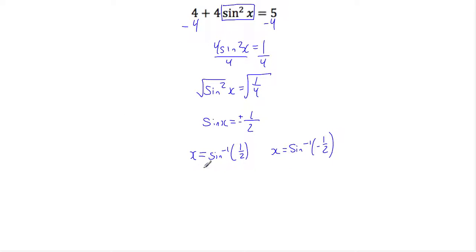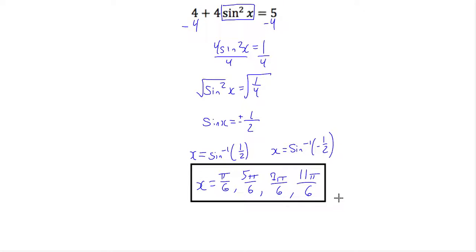So that is going to give me all the answers. Again, inverse sine of 1/2, that's pi over 6, 5 pi over 6, and for negative 1/2, that's 7 pi over 6 and 11 pi over 6. And that is my answer for this problem.